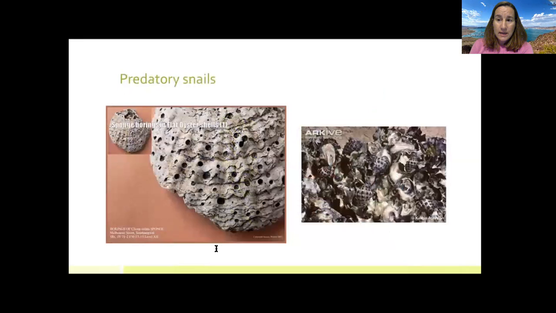So we said most of these guys are herbivores. They are going to eat plant material. Some of them are predators.